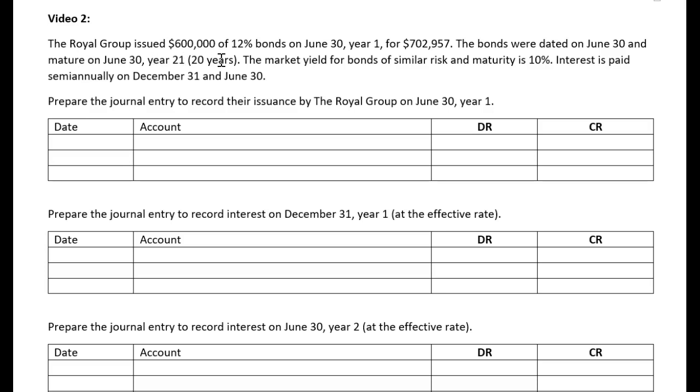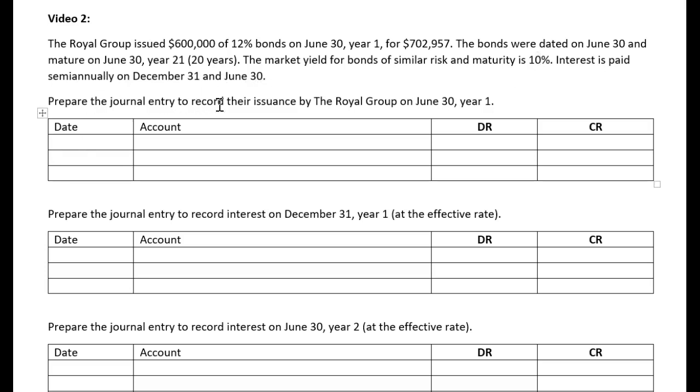The Royal Group issued 600,000 of 12% bonds on June 30th for 702,957. So again, we're issuing these at a premium because the price is greater than the face. The bonds were dated June 30th and mature on June 30th, 2021, or 20 years later. The market yield for bonds of similar risk is 10%, and that is why we're issuing at a premium. We're paying out 12, the market pays 10, so we're allowed to price our bond to yield that 10% return. Interest is paid semi-annually on December 31st and June 30th.